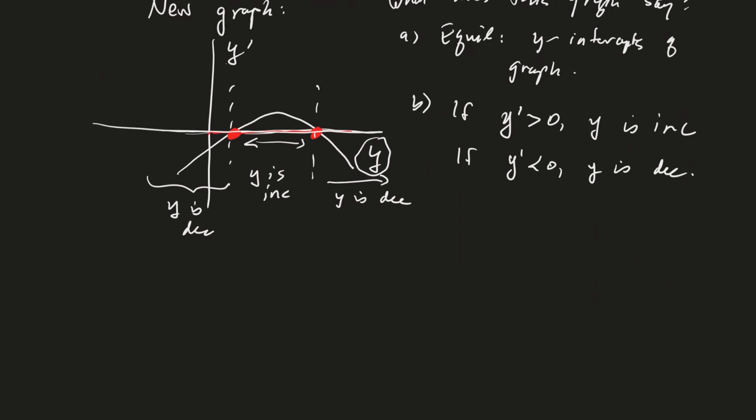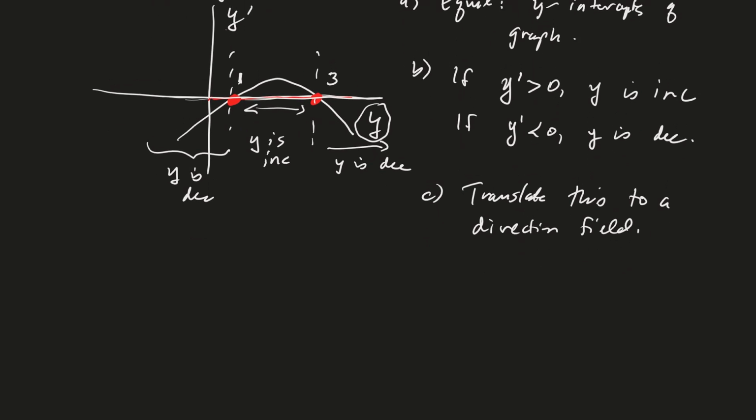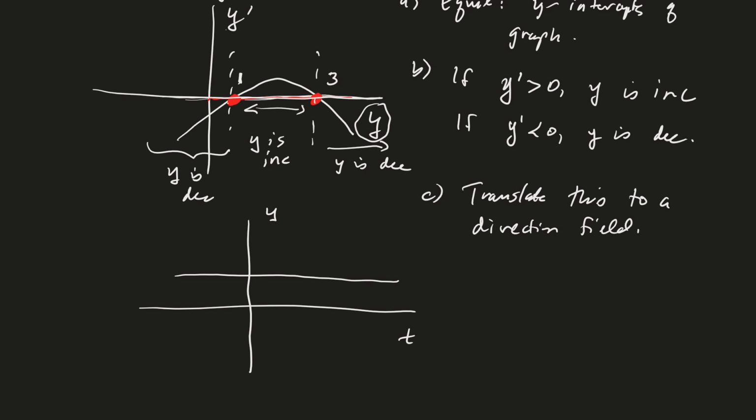Okay. Now the question is to translate this to a direction field. So just for the sake of being explicit here, how about this is 1 and this is 3? Okay. So in the ty plane now, I've got an equilibrium solution at y equals 1 and an equilibrium solution at y equals 3, and I didn't leave myself enough room.